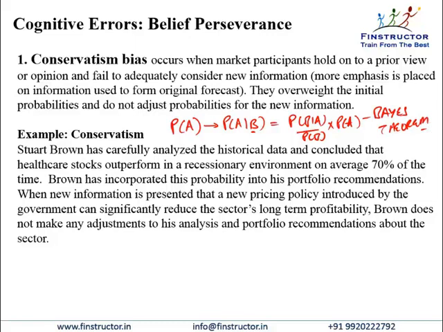Traditional finance says that this is how individuals update their probabilities instantly, and the market remains efficient because new news, the news B, is discounted instantly into the stock price. Conservatism says that this process doesn't happen that quickly.